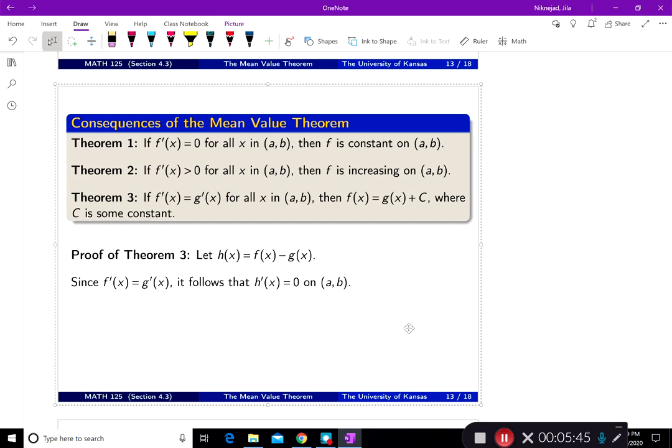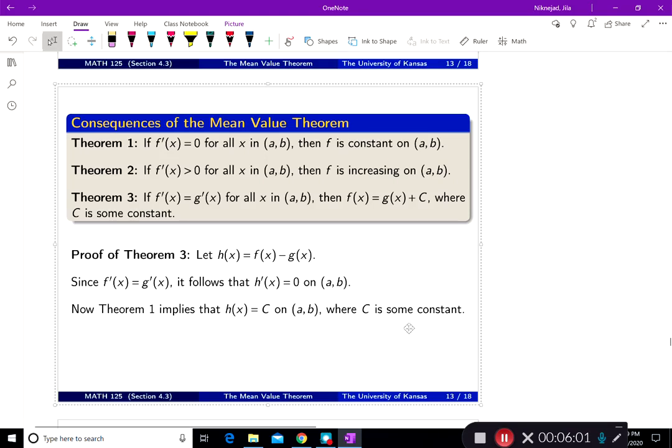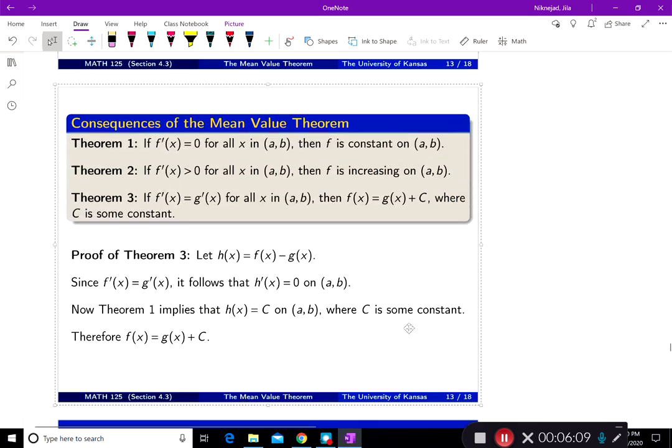Since f prime and g prime are equal to each other, the derivative of the difference function is going to be 0 for all values between a and b. And so when the derivative of the difference function is 0, by part 1 of the theorem, that difference function has to be a constant function. So now write down the difference function as f of x minus g of x equal to c, and then add g of x to the other side, and you get f of x is equal to g of x plus c.